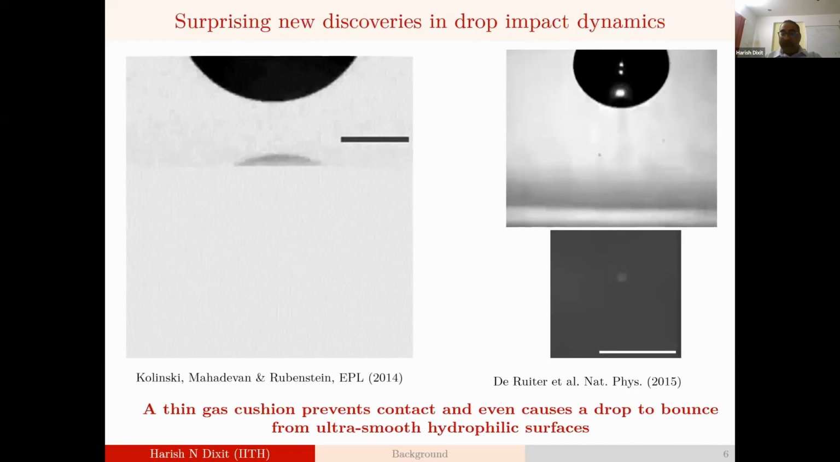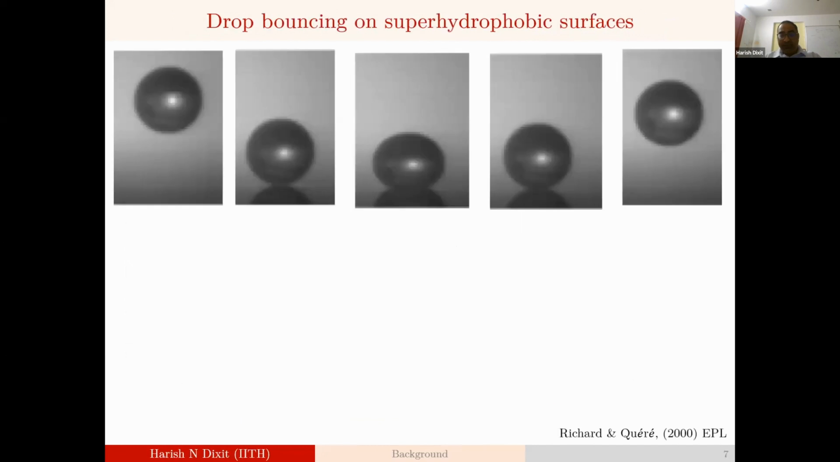Now, of course, there's a catch here. In both these cases, the gas cushion is very thin, usually of the order of microns, and therefore the surfaces have to be very, very smooth when you do these experiments.